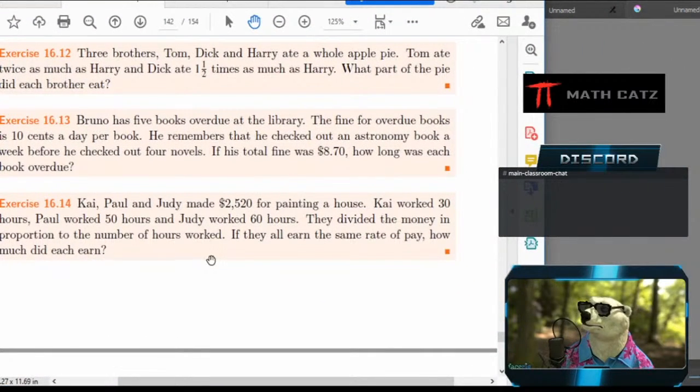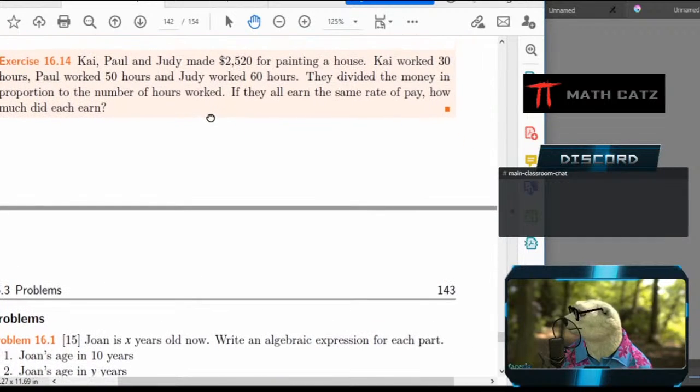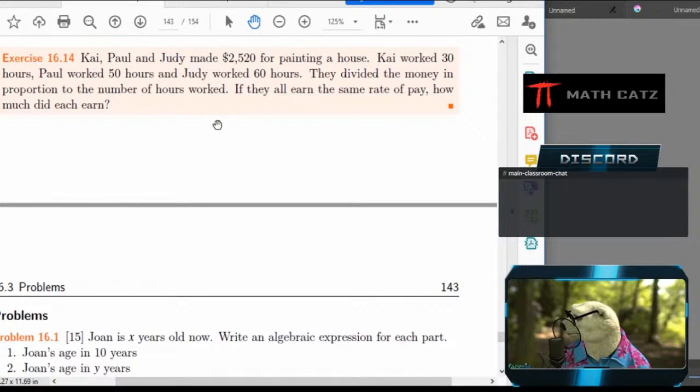I'm going to do 16.14 next. Kai, Paul, and Judy made $2,520 for painting a house. Kai worked 30 hours, Paul worked 50 hours, Judy worked 60 hours. They divided the money in proportion to the number of hours worked. If they all earned the same rate, how much did each person earn?